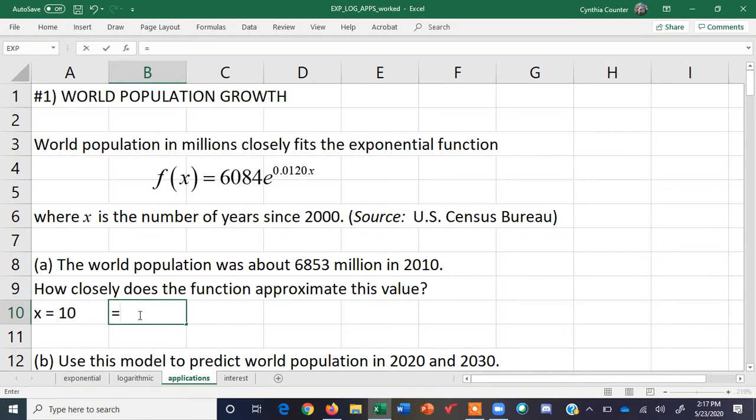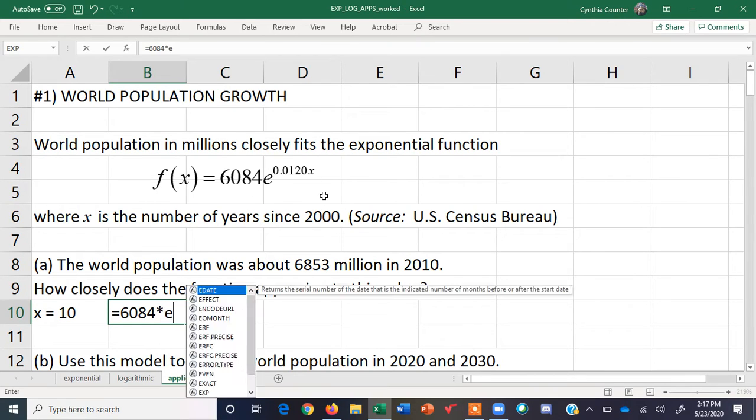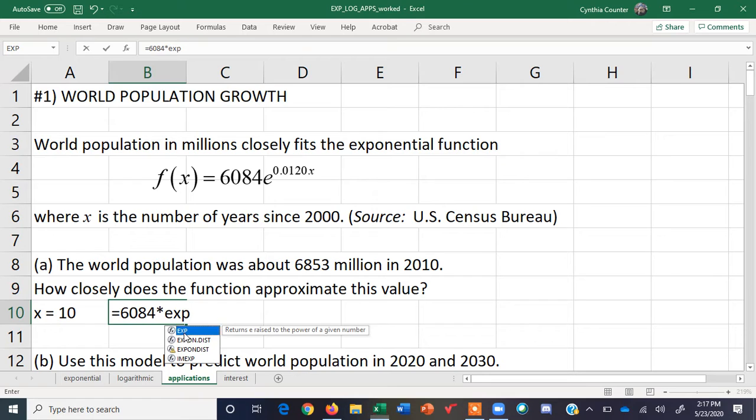To do a computation in Excel, you start with typing in equals. We have 6084, and we're going to multiply that by e to a power. So times is Shift 8, the asterisk, and to get e as a base, in Excel you use the formula exp. Inside this formula will be the actual exponent, so 0.0120 times x, which is 10 in this problem, and close the parentheses.